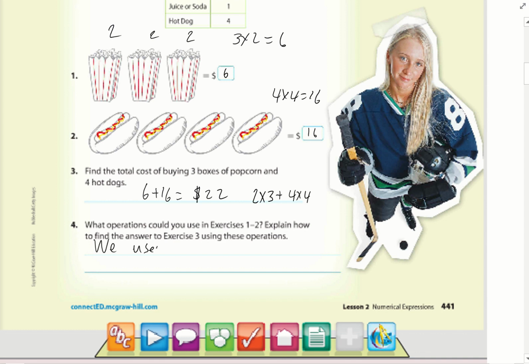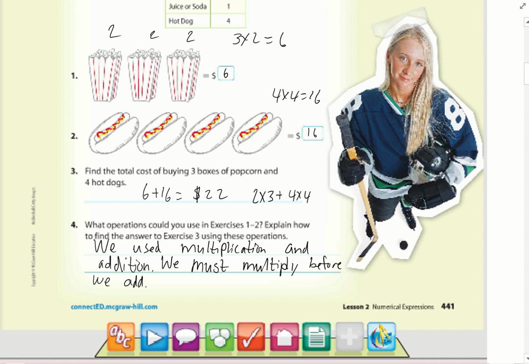So we used multiplication and addition. We must multiply before we add.